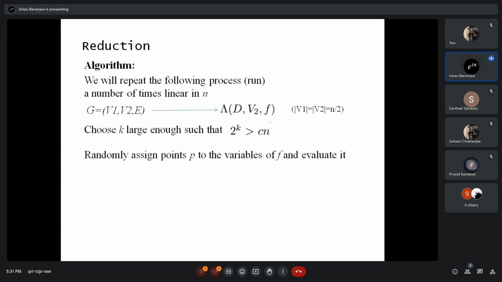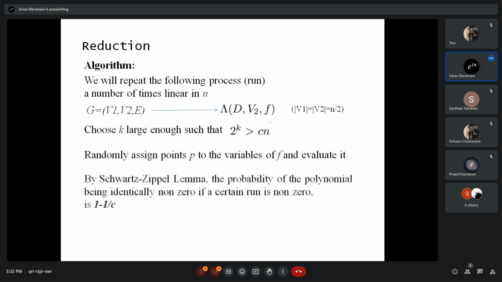Now we'll use the Schwartz-Zippel lemma, where we have to check if a polynomial is 0 or not. How did we do that? We took a set and plugged in random values from there into the function f, or in this case the polynomial, and checked whether it is equal to 0. By the Schwartz-Zippel lemma, if a polynomial is identically non-zero, then the probability that a certain run gives a non-zero value is 1 minus 1 over c. We can check this out; it follows directly from the lemma.